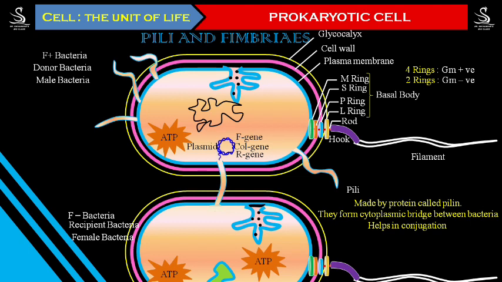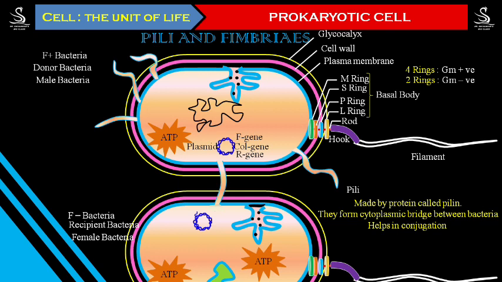What happens by this time? The gene moves through the pili, and once it enters the other bacterium, it replicates and forms one more plasmid. By this time, the second bacterium also becomes an F plus bacterium. It is able to produce the pili, and it is able to transmit its gene to other bacteria.